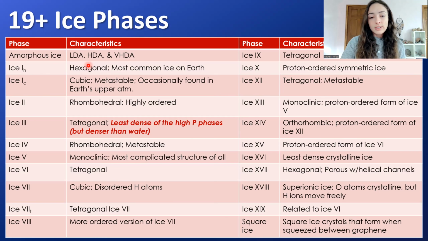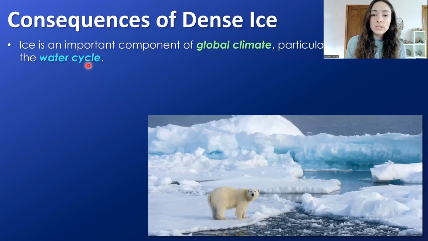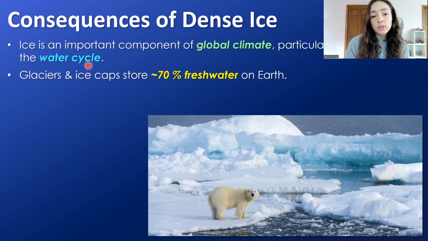So let's talk a little bit about the consequences of dense ice potentially being present on other worlds, and if that prevents the presence of life on those worlds, and whether, if we detect this kind of ice on a world, we should even explore it. So ice, obviously, as I mentioned before, is an important component of global climate, particularly in the water cycle. Glaciers and ice caps on Earth store about 70% of freshwater on Earth.